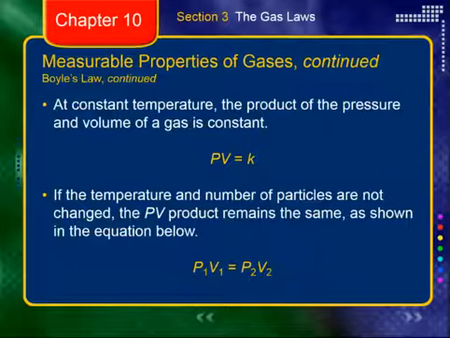We can calculate changes in pressure or changes in volume by rearranging this equation to look like this: P1V1 equals P2V2. If we have an initial situation over here and we change the pressure, so we know what the pressure is, we can calculate the volume by simply rearranging this algebraically and solving for V2.